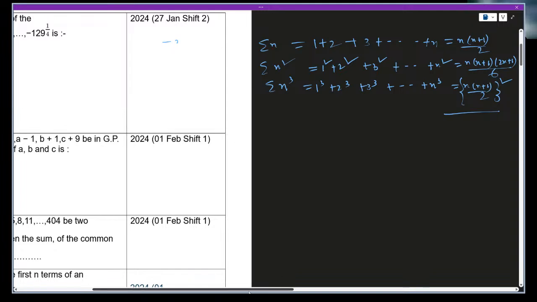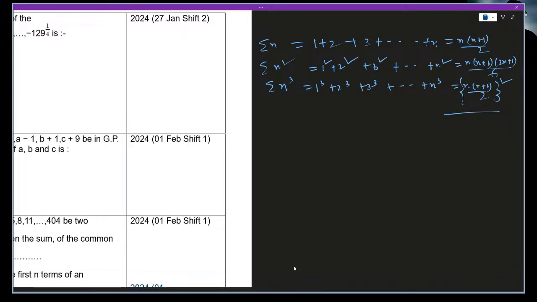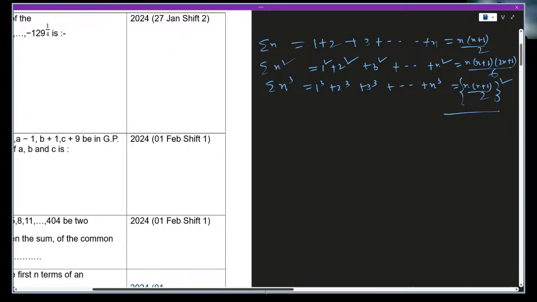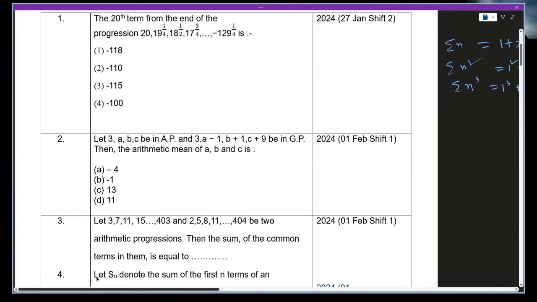I have taken sums in such a way that you will remember all the formulas one by one when you are solving sums. If required, we will just turn the page and see the formula and then do it. Let us do 2024, what came on 27 Jan shift 2. The 20th term from the end of the progression they have asked. This is the easiest sum.